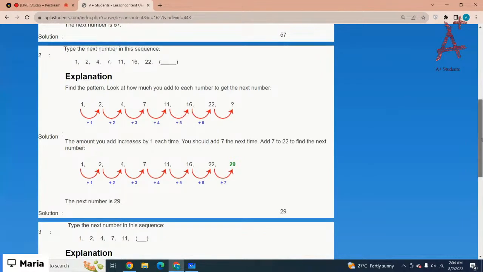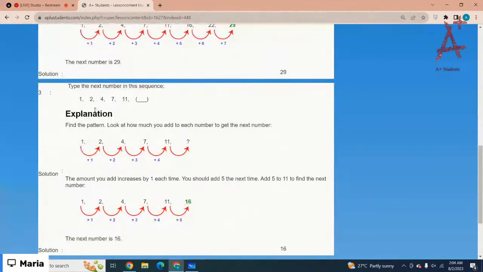Okay, the next one is type the next number in the sequence 1, 2, 4, 7, 11. So 1 plus 1 makes 2, 2 plus 2 makes 4, 4 plus 3 makes 7, and 7 plus 4 makes 11. That means the amount you add increases by 1 each time. So for the next number, you have to add 5. So 11 plus 5 makes 16. So the next number in the sequence is 16, right? Let's just start with the practice questions.